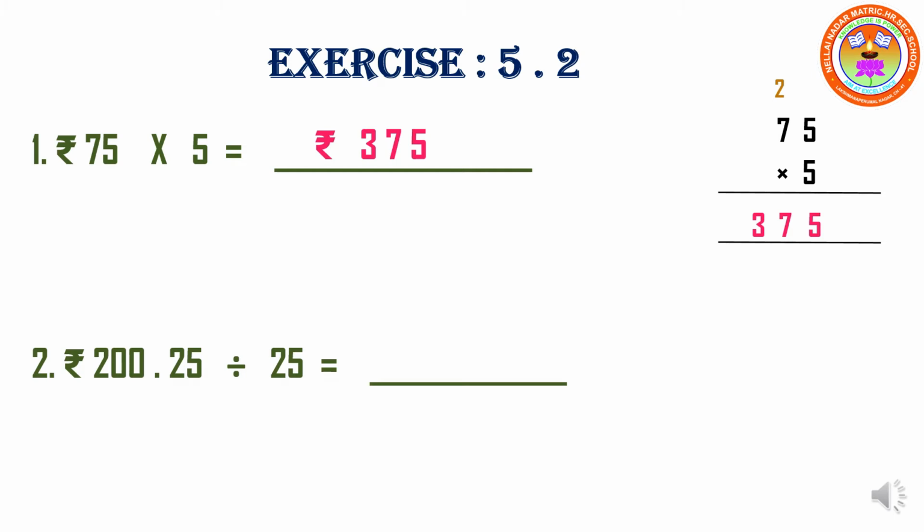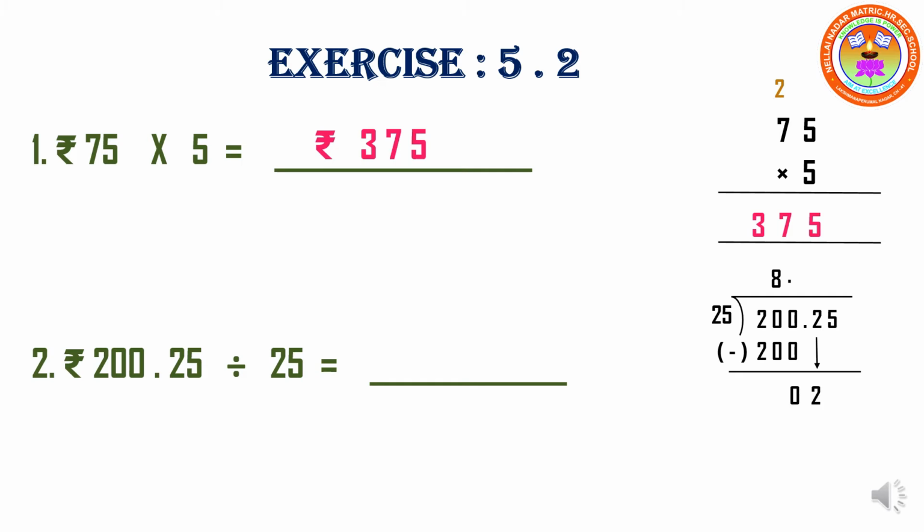Next question. 200 rupees 25 paise divided by 25. So here this is division. Let us do the division. 200 rupees and 25 paise is the dividend and 25 is the divisor. So we are going to divide it. 25 8 times we'll get 200. Now on subtracting 200 you'll get 0. Next we have to keep the decimal point. Now bring the 2 down.